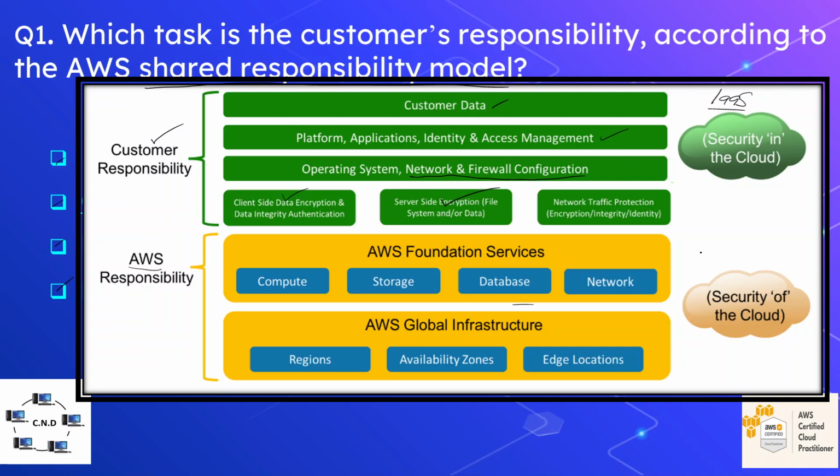While AWS, the cloud provider, is basically responsible for provision of the infrastructure services such as compute, storage, database, and network, as well as the global infrastructure in the form of regions, availability zones, edge locations, and data centers, etc.